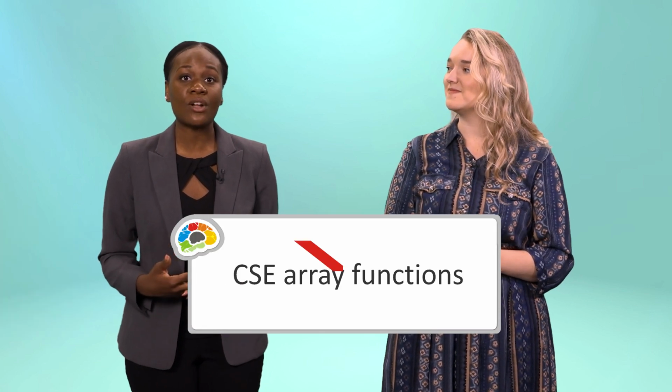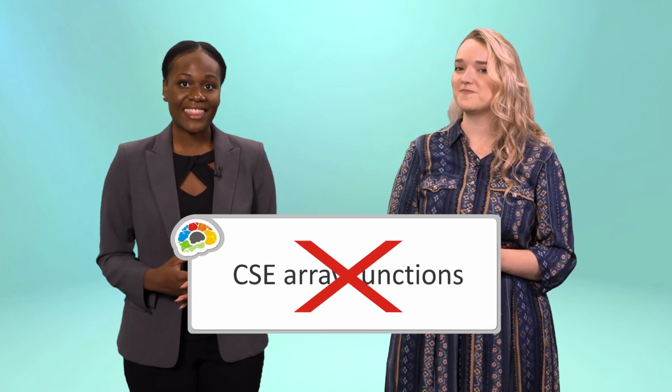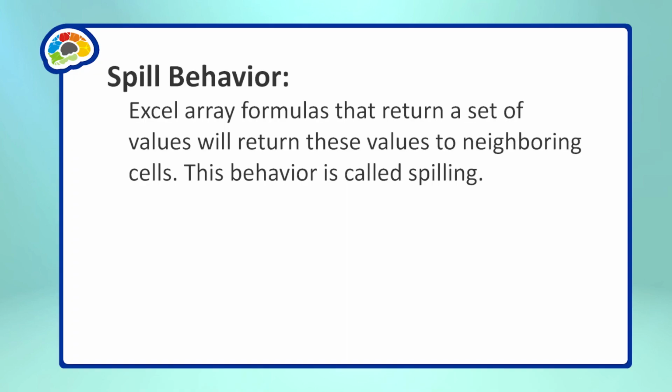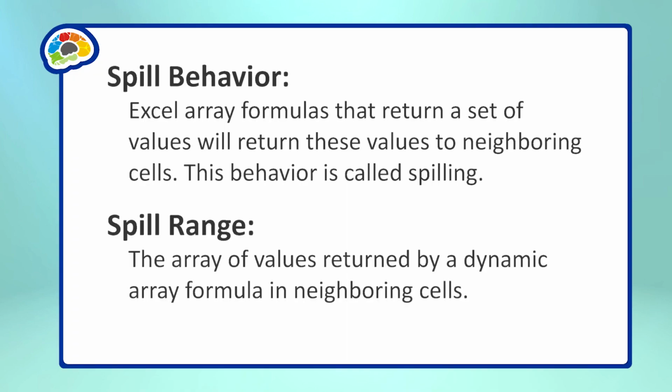Should I write that down? No. The great part about dynamic arrays is that you no longer have to use that technique. These functions automatically spill the results into adjacent empty cells, and the range size can vary. Spill? That sounds like a messy accident. It does, but that's actually the technical term. It's what Microsoft calls spill behavior, and the results are in a spill range. So the results spill over into other cells.